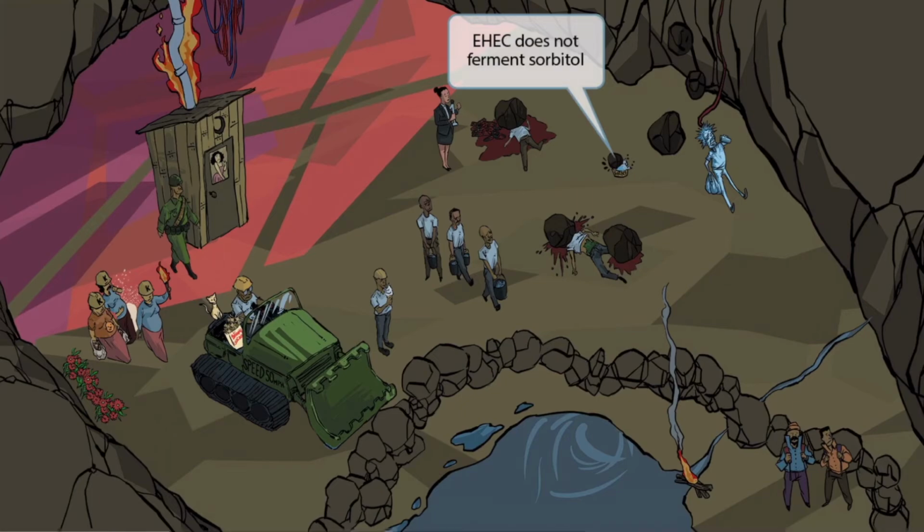Sorbet sounds like sorbitol, and the fact that the sorbet is getting destroyed should help you remember that EHEC is unique because, unlike other E. coli strains, it does not ferment sorbitol.